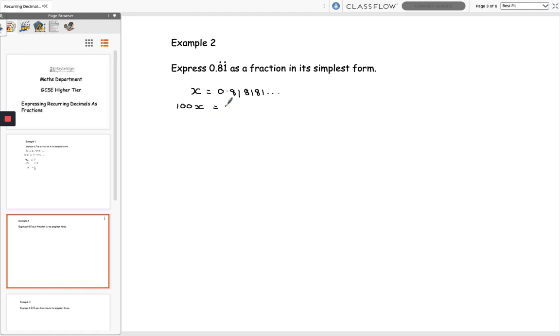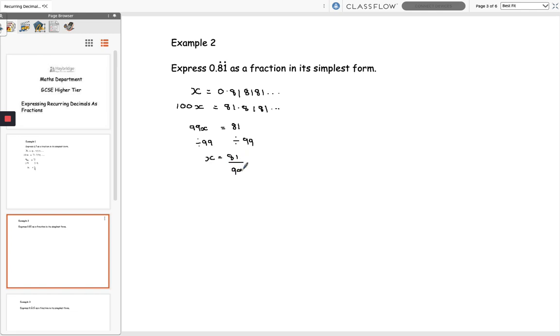And 0.81 recurring times 100 is going to be 81.81 recurring. Then I'm going to find the difference again. So I'm going to subtract the first equation from the second. So 100x take away x is 99x. And 81.81 recurring take away 0.81 recurring will give me 81. And then I'm going to divide both sides by 99 so that I can find the value of x. So I will have x equals 81 over 99.